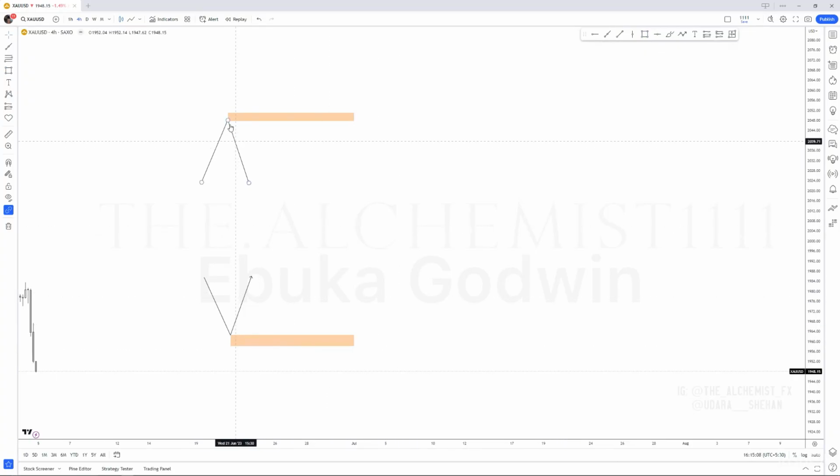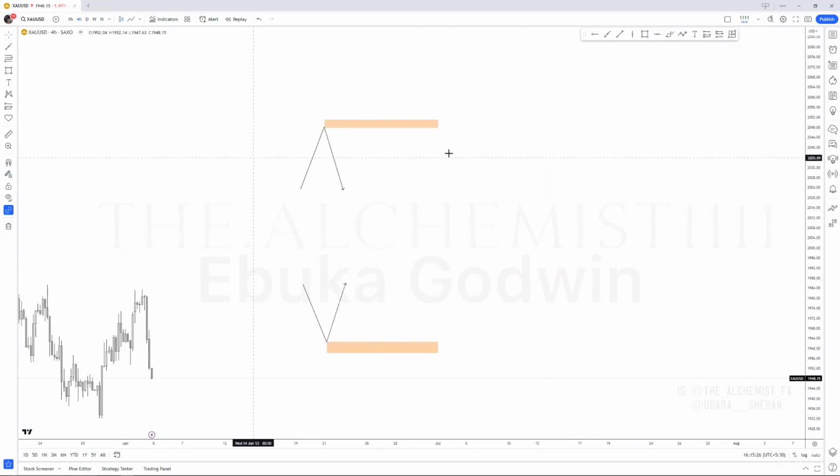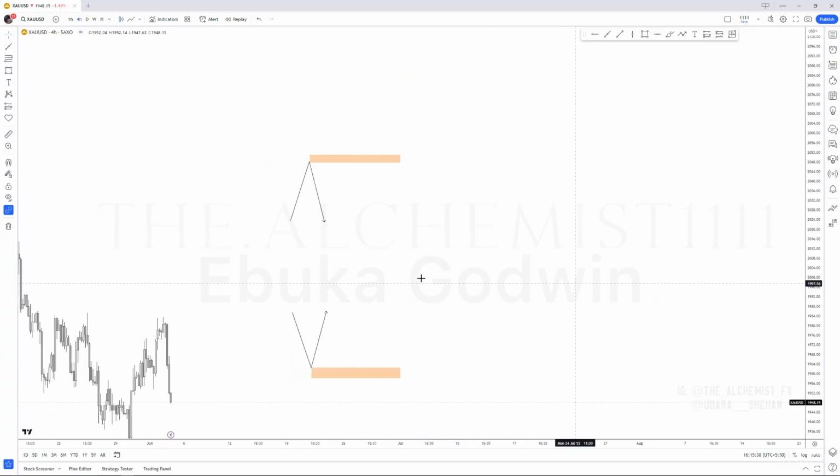Now, remember this resistance is formed when you have a bullish candle followed by a bearish candle. When we have a bearish candle followed by a bullish candle, we have a support. I'll show you examples in the chart, don't worry. Let's go through this and then I'll show you examples.